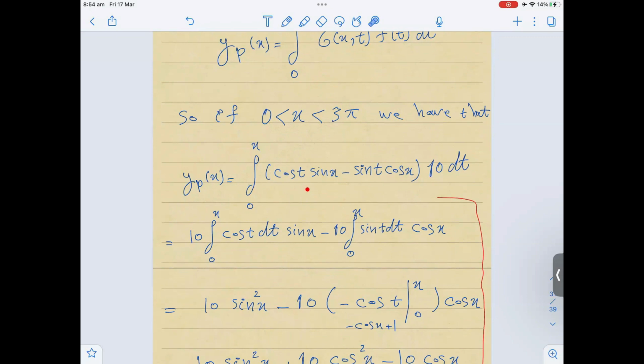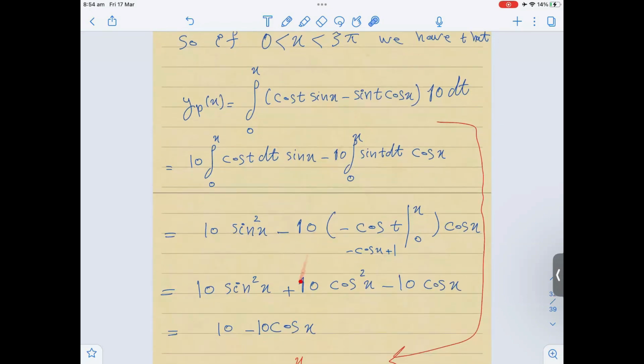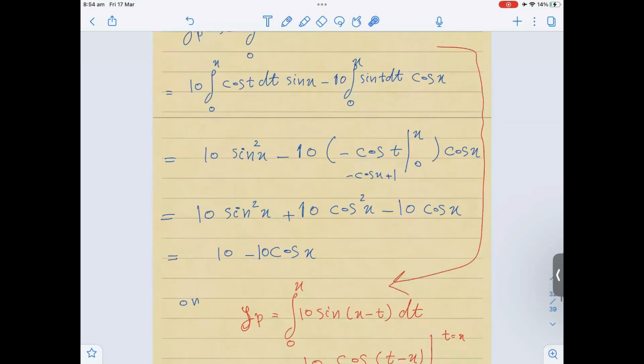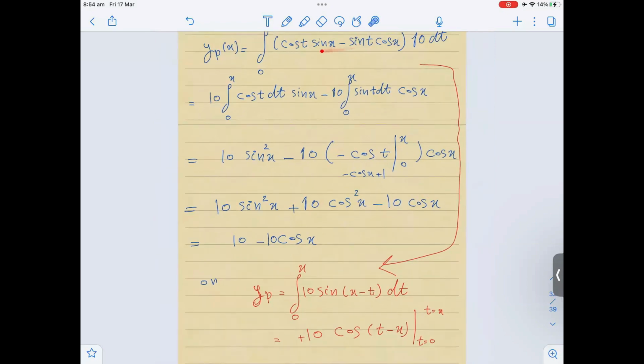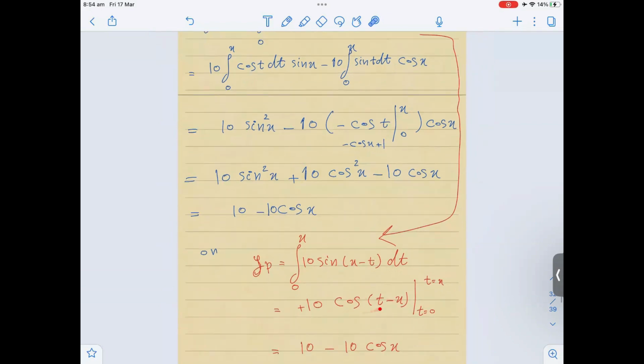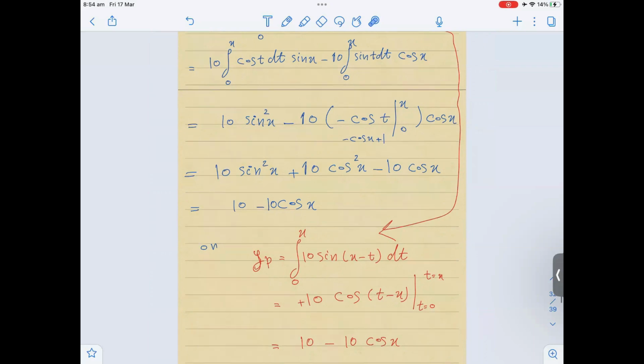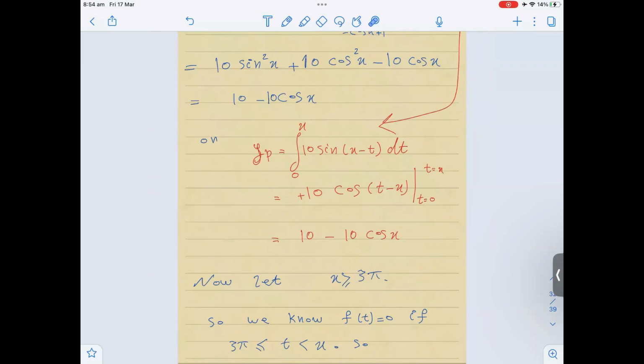So the integral of this one. I just sub here, and I made a mistake here, but I want to use this one instead of this. I can use the sine of the addition, so I will use this one. So I can get the integration very easily, subbing t0 and tx carefully. So I will get 10 minus 10 cos x. This is when x is between 0 and 3 pi.